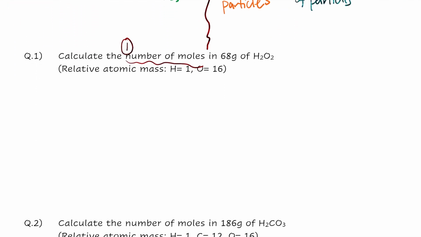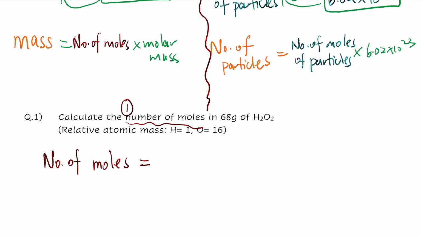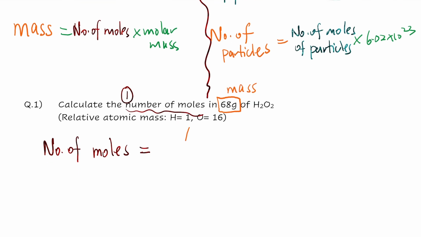So let's load our equation here. The number of moles, that's what we're supposed to find, would be equal to, now the formula is mass over molar mass. What's the mass? The mass is given to us, and as I mentioned, usually the mass is in grams. This is the mass, so let's go ahead and write it down. This is the mass over the molar mass. What's the molar mass? The molar mass, we have learned, is just the relative atomic mass added up together.